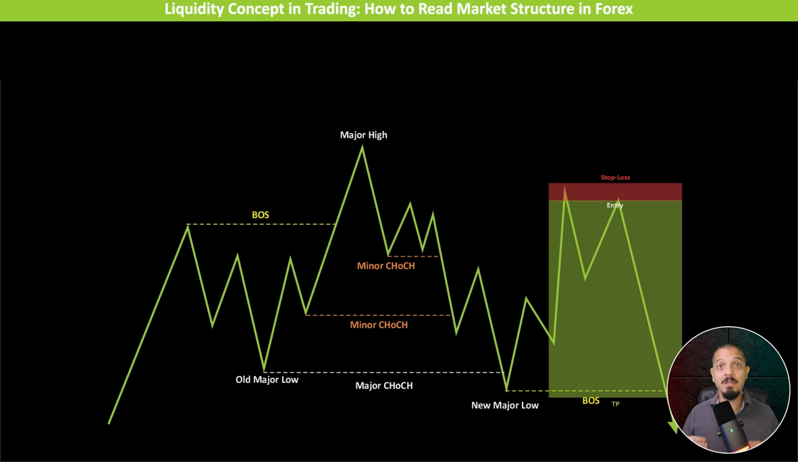Understanding market structure tells us the direction of the market and helps us identify when trends are continuing or potentially reversing. However, knowing the direction alone is not enough to execute trades with precision. We also need to understand where price is currently trading within the overall range. This is where the concept of discount and premium becomes important.